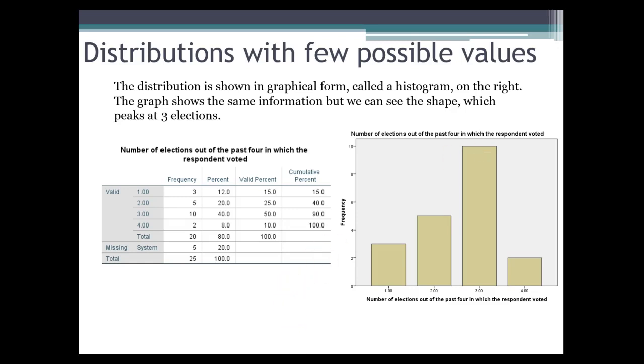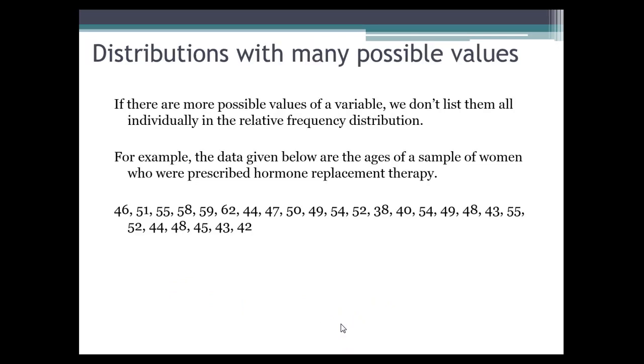Okay, so there's not a whole lot else to get from that. Nothing really profound. So that's what it looks like if you've got few enough possible values that you can list them all. So here again we just listed them all. Now, if you've got more possible values of a variable, for example, this is too many to list. So we're not going to list them all individually like we did before. So this is a data set that might represent the ages for a sample of, I think, 25 women who were prescribed hormone replacement therapy.